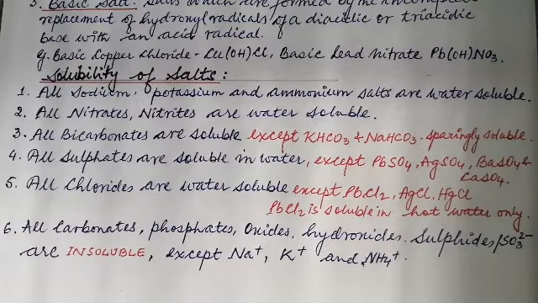And last of all, number 6, all carbonates, phosphates, oxides, hydroxides, sulfides are insoluble in water. These are all insoluble salts. Now, except sodium, potassium, and ammonium. Look at the first point I had mentioned. All salts of sodium, potassium, and ammonium are soluble in water. So these are the exceptions. Please revise the lesson thoroughly. Thank you.